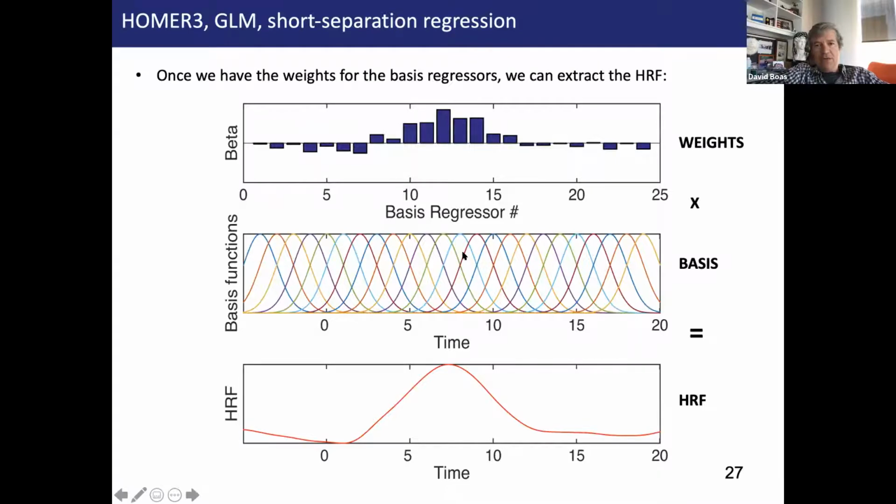So starting off with our simple Gaussian basis functions, we get a weight for each one of these basis functions. We can then multiply these weights by the basis functions, and this is our estimated HRF that we would get from the GLM.